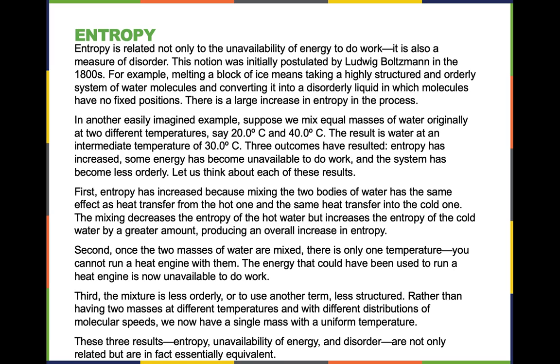In another easily imagined example, suppose we mix equal masses of water originally at two different temperatures, say 20 and 40 C. The result is water at intermediate temperature 30. Three outcomes have resulted. Entropy has increased, some energy has become unavailable to do work, and the system has become less orderly. Let us think about each of these three results.